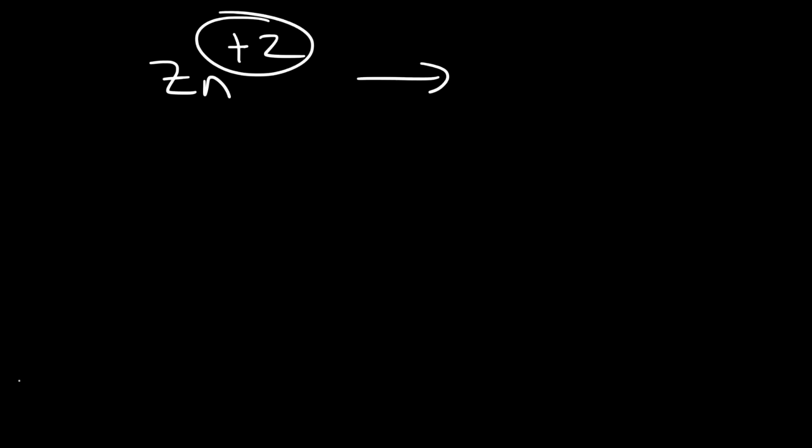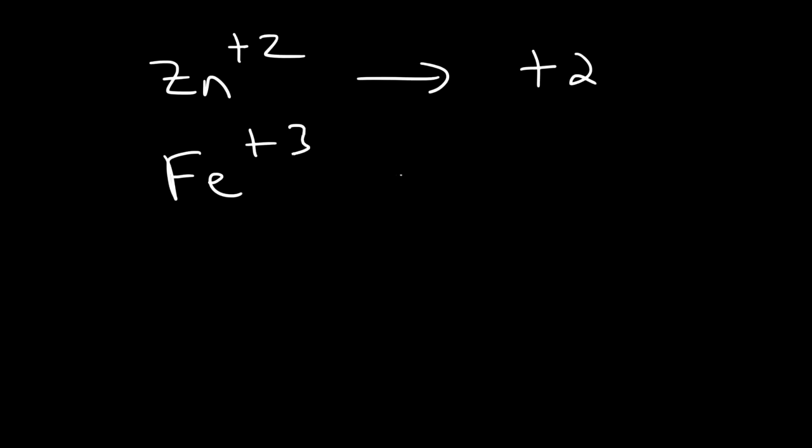Now the second thing is the oxidation state of ions. The oxidation state of the zinc 2 plus ion is basically the charge of what you see there. It's positive 2. The oxidation state of the Fe plus 3 ion is simply positive 3.